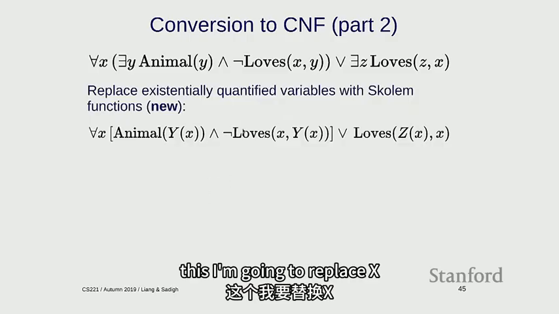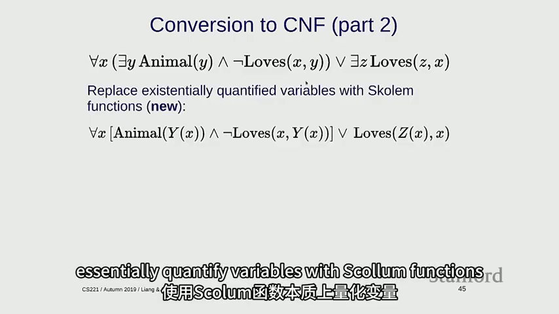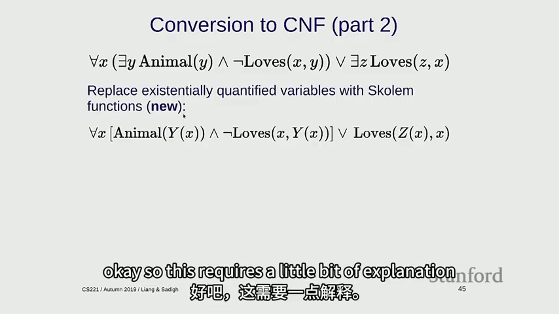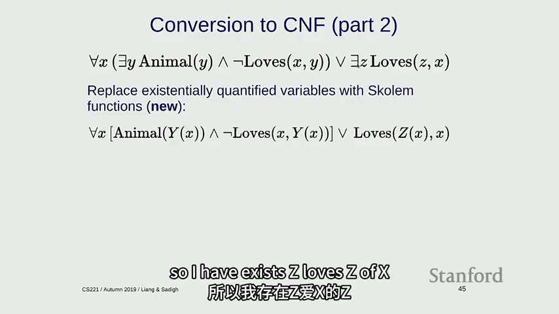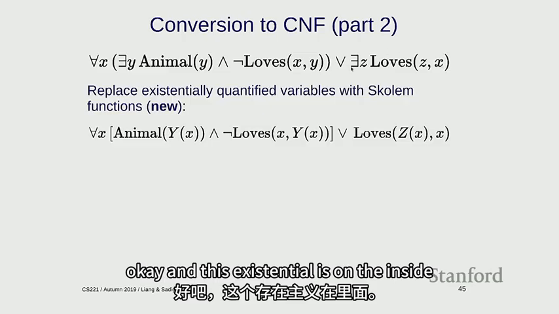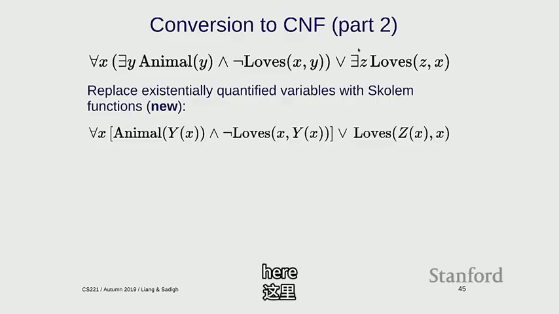I'm going to replace existentially quantified variables with Skolem functions. This requires a little bit of explanation. So I have exists z loves z of x. And this existential is on the inside here.